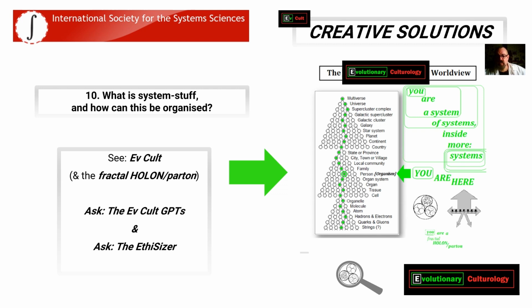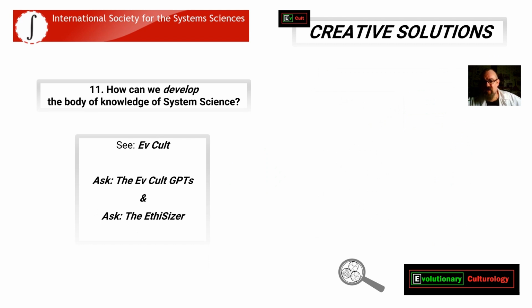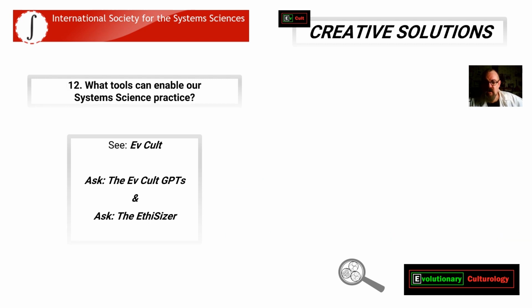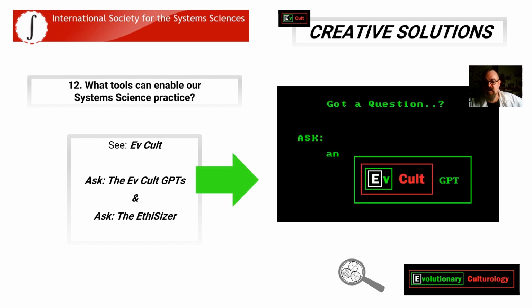Next. How can we develop the body of knowledge of systems science? The ISSS does a great job of that anyway, including CBOC and everything, but worth asking Ev Cult and the Ev Cult GPTs. They have a few good ideas too and they can help you do it. Next. There's the URL. What tools can enable our system science practice? Again, ask an Ev Cult GPT. Next.